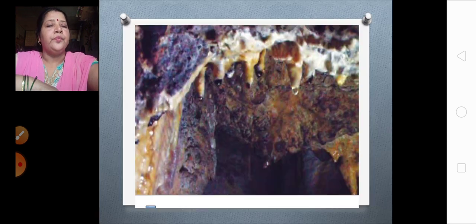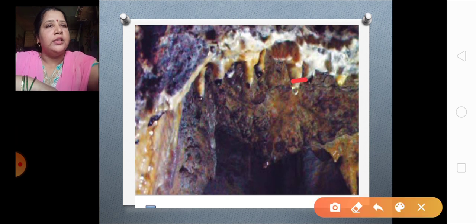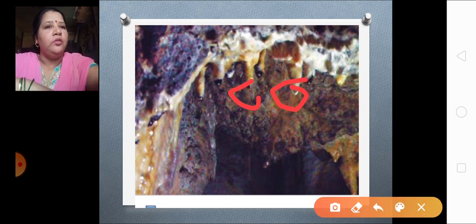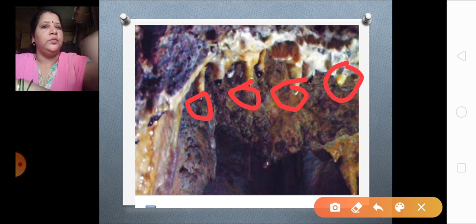Correct. Here you can see the limestone being precipitated. The drops of water, if you can see over here, yes, you can see these drops of water falling down. These are the precipitation of limestone.